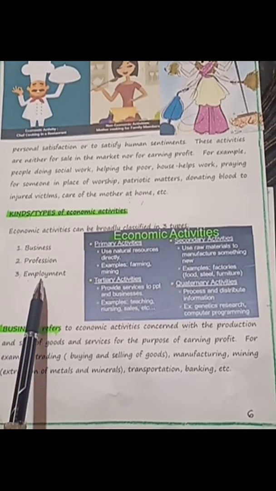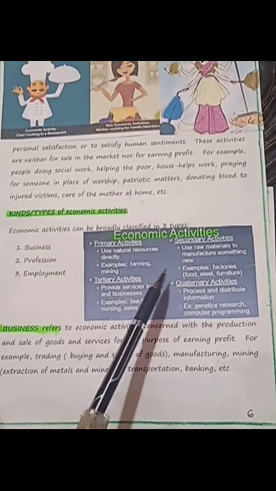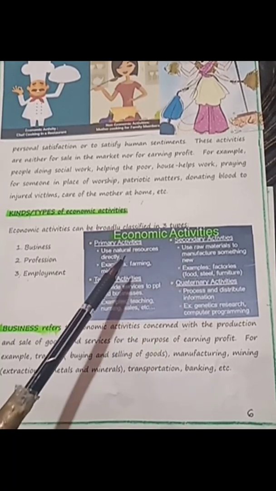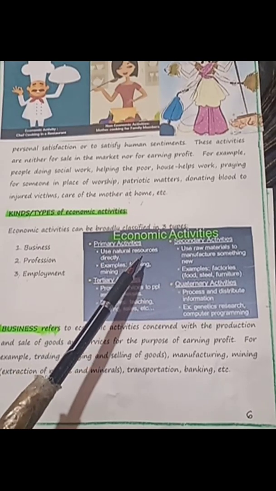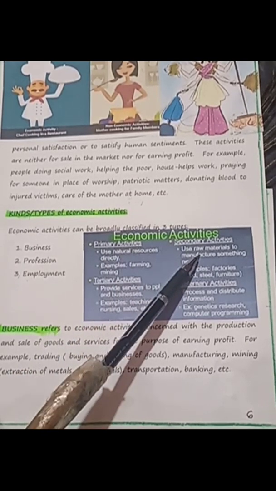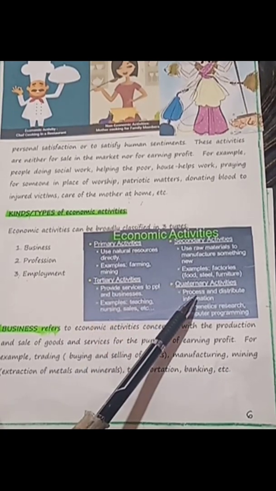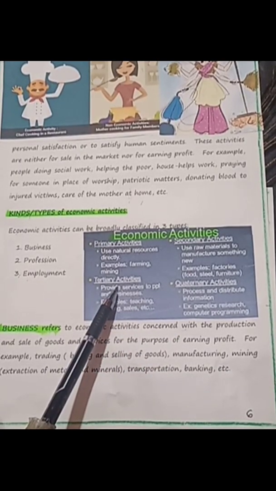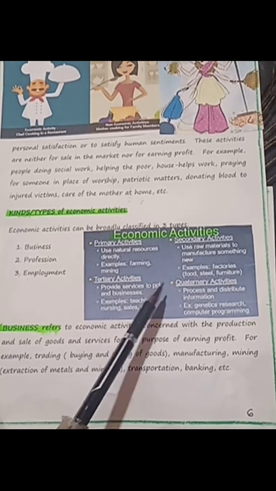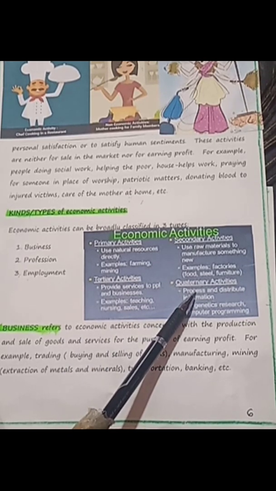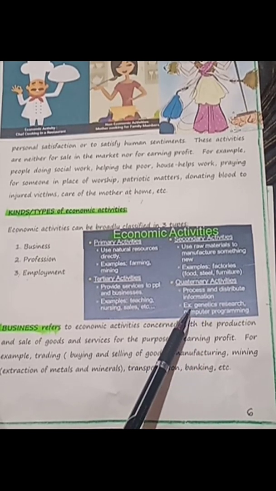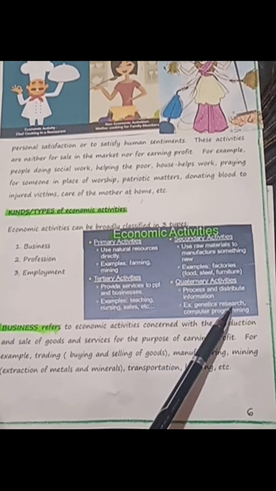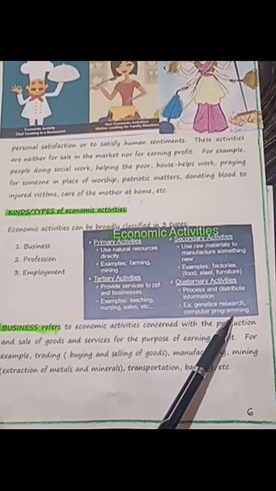Business, profession, employment. On the other side of the page, you have economic activities broadly classified into 4 major categories: primary activities, secondary activities, tertiary, and quaternary. Tertiary is third in the order of economic activities, and quaternary, which is a strange word, is nothing but 4th in the order, which is the latest economic activities. For example, given here is genetics research, computer programming, etc.